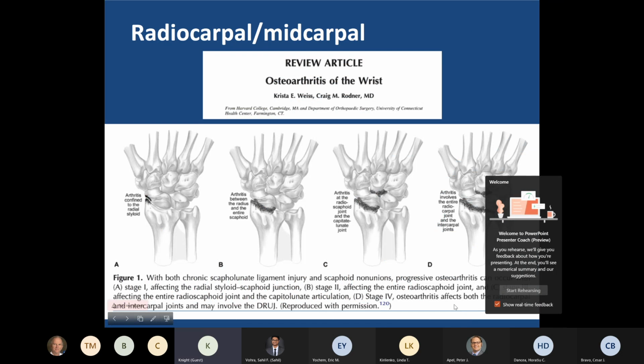So the predictable pattern was mapped out, I think, in '84. And basically it moves around the wrist. So the type 1 is radial scaphoid arthritis with some radial styloid beaking. And then the type 2 extends to the radial scaphoid facet there. And then, of course, type 3 moves into a capitolunate arthritis, and type 4 is a pancarpal arthritis. So next.